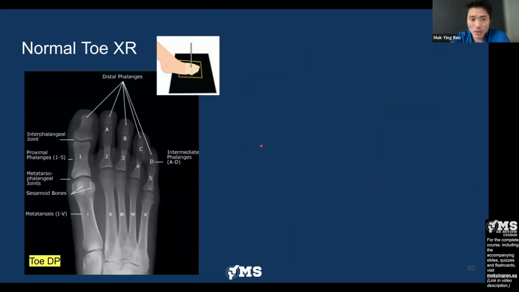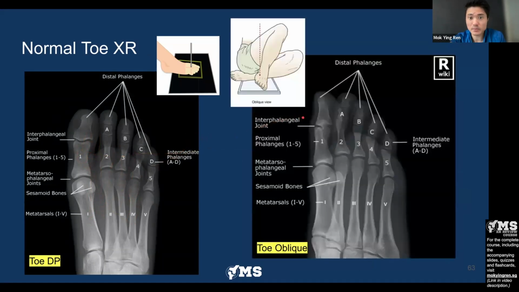Now, distally, we have the toes. All right, we can look at the toes individually. Again, the big toe only has two phalanges, while the other toes have three. And this is an oblique view again. All right, because to remove the overlap, you can look at the various bones that you would like to evaluate for any injury.